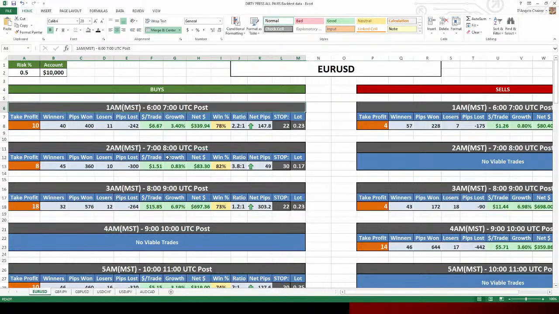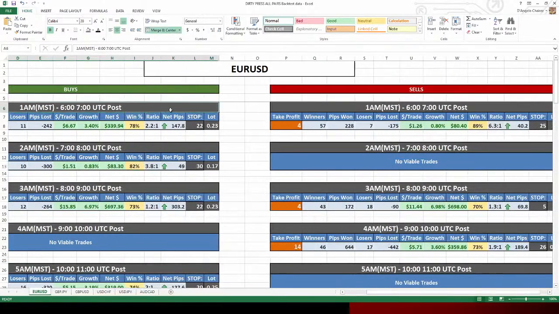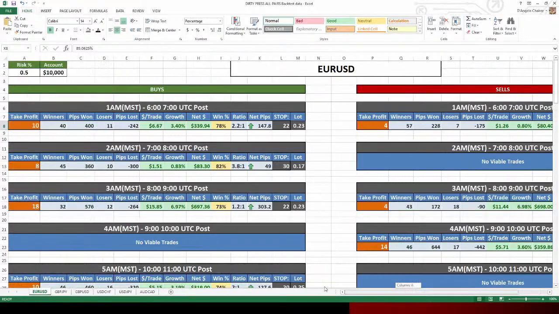So it basically says at this time for a buy, you could take this profit and this stop loss, and it's been backtested to win 78% of the time. And then the next hour, it's this and this for 82% of the time. If it's a sell at the same hour, it's different, right? 89% of the time, and so on and so forth.